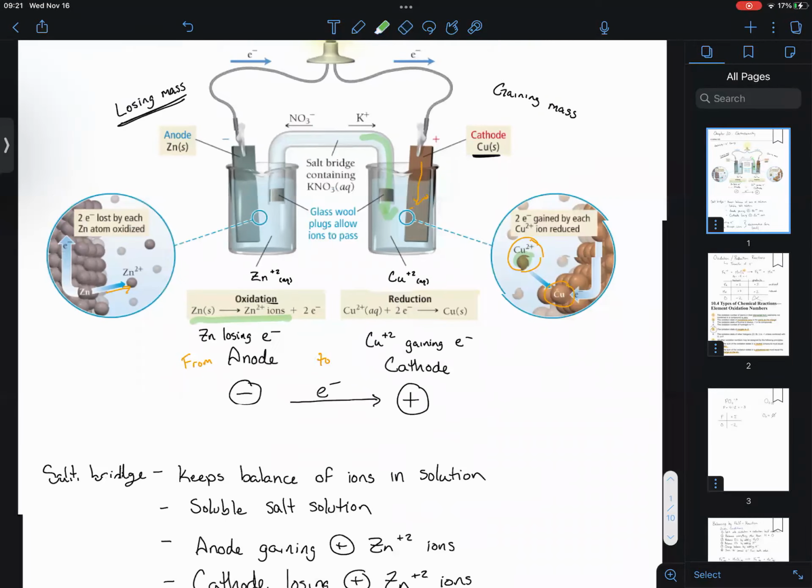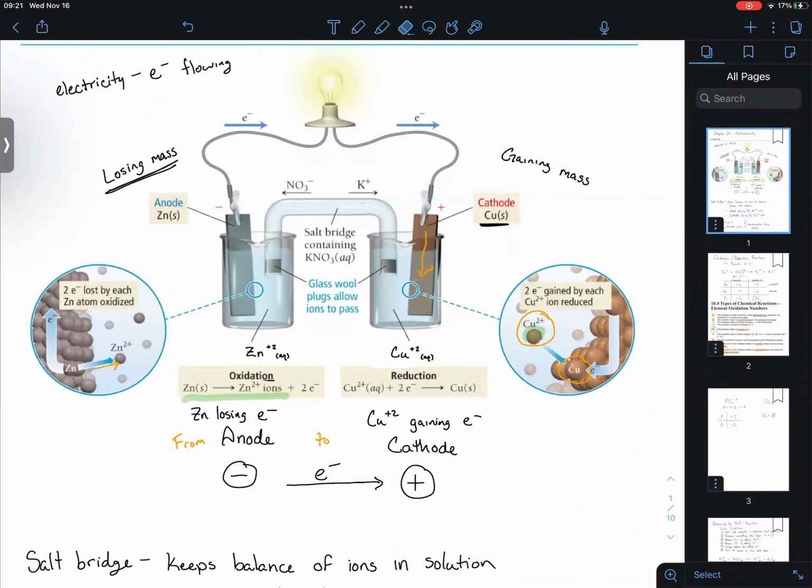All right, so here is our diagram of our battery here. Again, this is kind of the important bit summed up. We have this solid piece of zinc at our anode in a solution of zinc 2. We have this solid piece of copper at our cathode in a solution of copper 2. At our anode, there is oxidation where the zinc is losing electrons, and those electrons are flowing through our wire to our cathode, where the copper 2 ions in solution are then gaining those electrons.